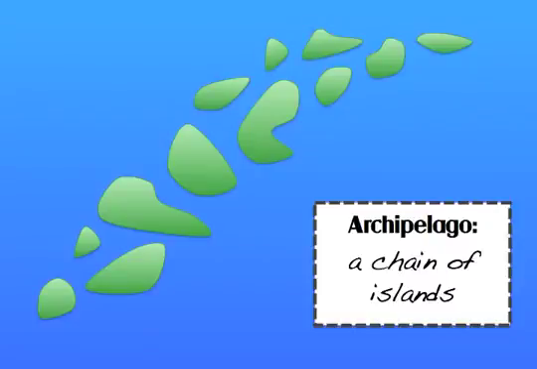Now, there's a geographic term that's used to describe this phenomenon, and that is an archipelago. An archipelago means a chain of islands, and that is definitely a term that you need to know when you're studying the geography of Japan.